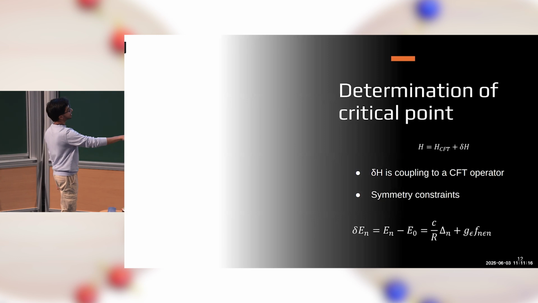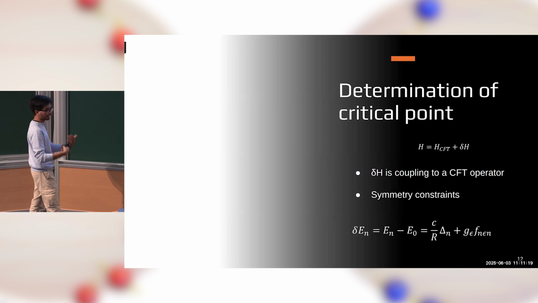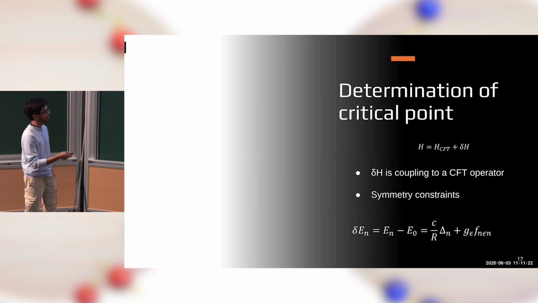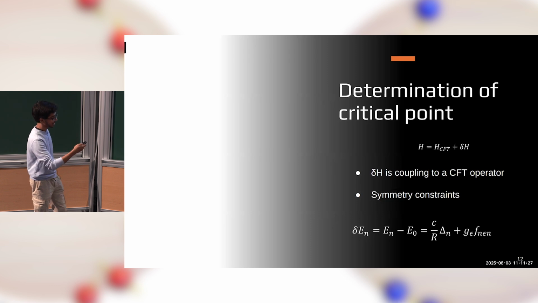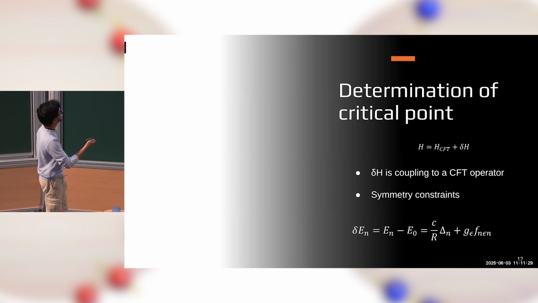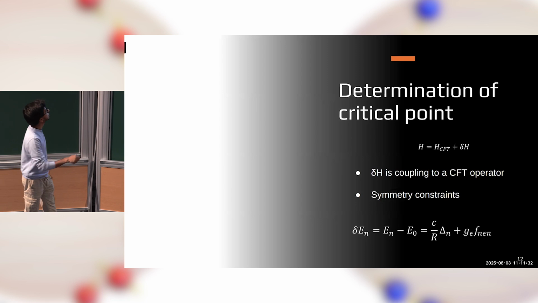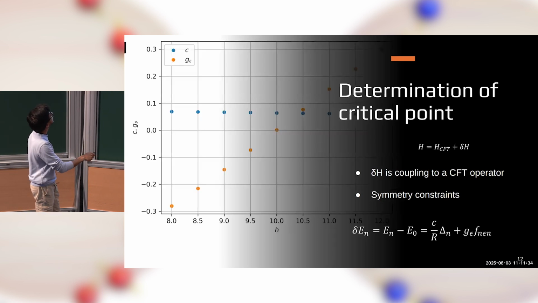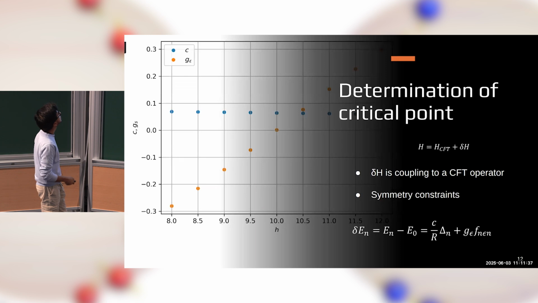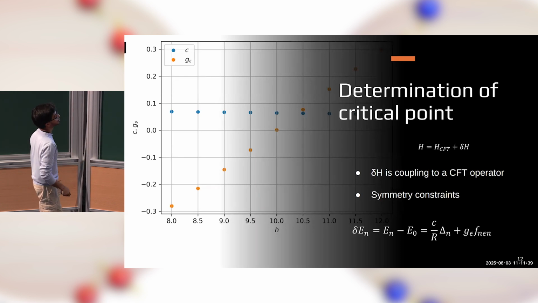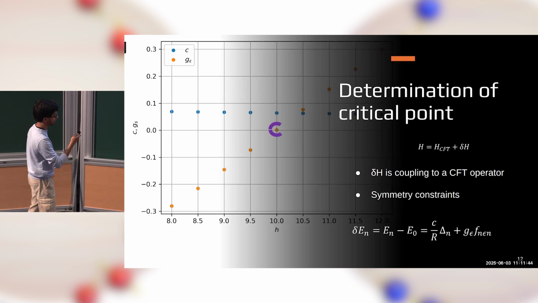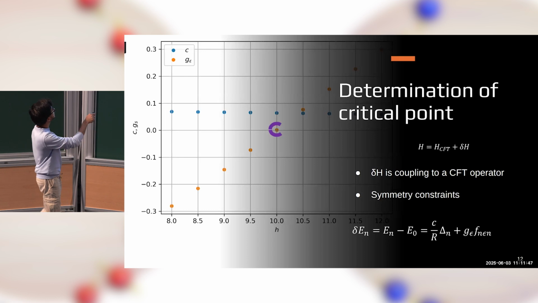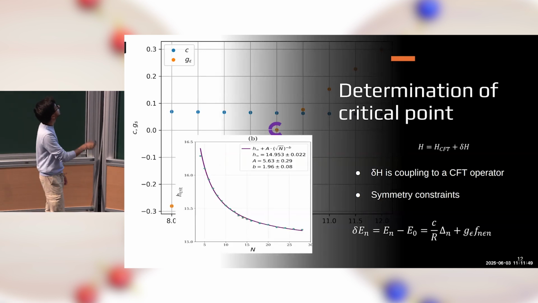So now you have 2 free parameters, C and G epsilon, so you need 2 levels to fit them. We use the sigma and the first descendant of sigma to fit C and G epsilon. Those are basically the lowest levels. Once you fit, you get something like this as a function of H, and where this G epsilon becomes 0, you restore your conformal symmetry, and hence you are at the critical point. With system size, the critical point converges, but of course there is some drift for smaller systems.